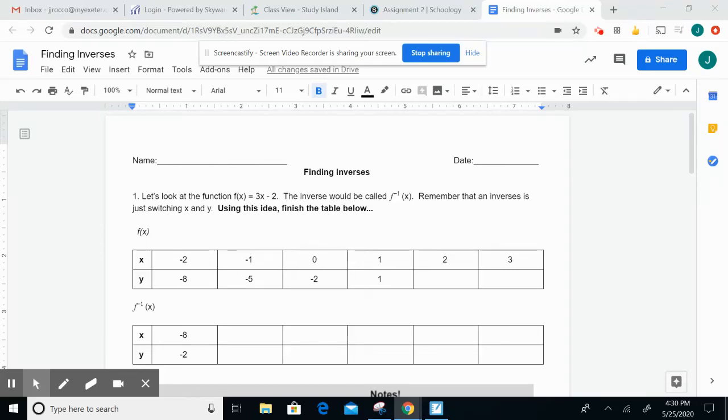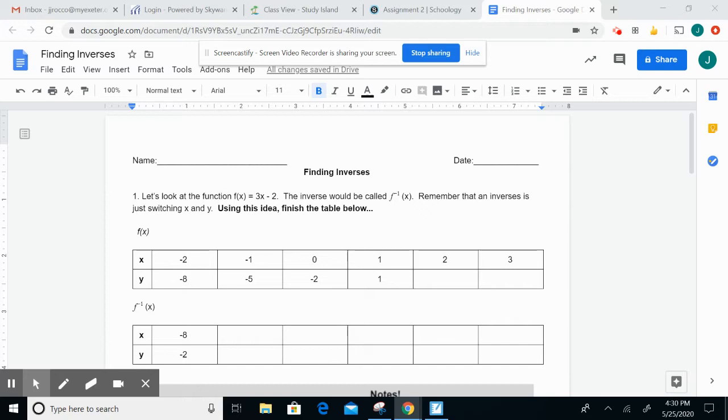All right, ladies and gentlemen, assignment 2. This will close out our work with functions. Basically, what we're going to do here is find the opposite, the inverse. That's all that means. Inverse means opposite of the function.